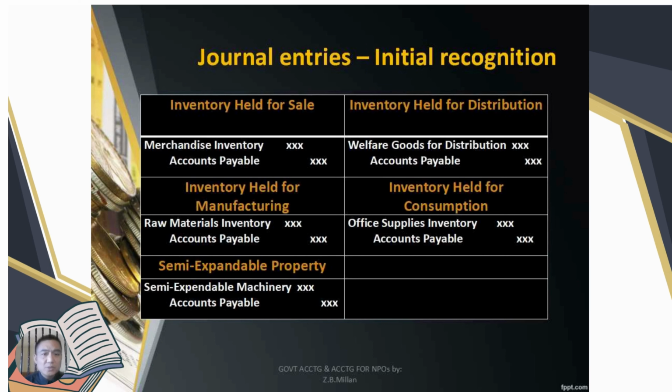Journal entries, initial recognition po. So, I hope alam niyo po how do we journalize, guys. Kasi the basic or the foundation of accounting, guys, dapat yung matutunan is on how do we analyze transactions, guys. So these are the different entries under inventory held for sale, under inventory held for distribution, under inventory held for manufacturing, under inventory held for consumption, and the semi-expendable property.